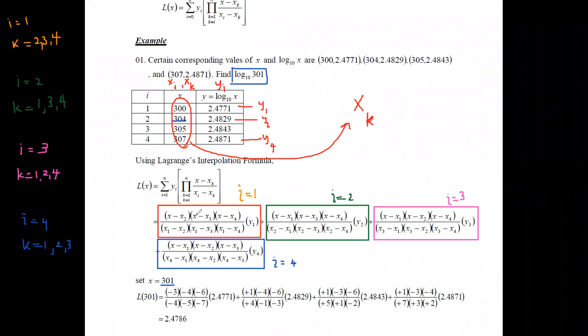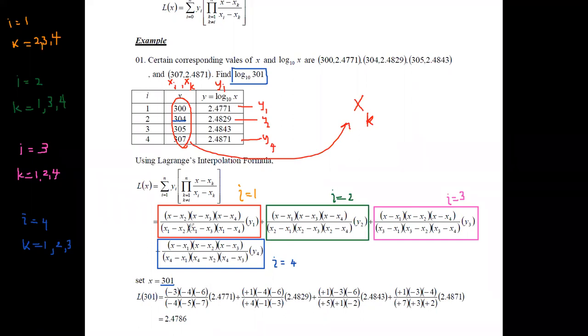The next value is coming from x minus x3. x is still 301, x3 is equal to 305. Therefore, you get this value as 301 minus 305 equals minus 4. The next one, x minus x4, means 301 minus 307, which gives the value as minus 7.